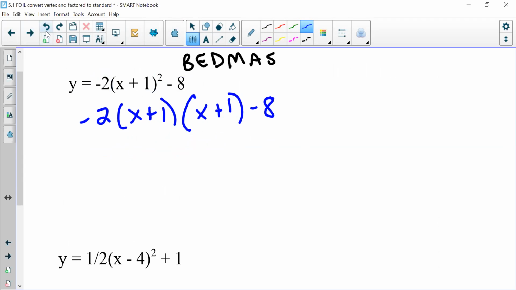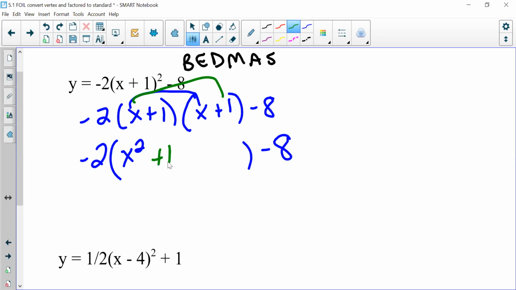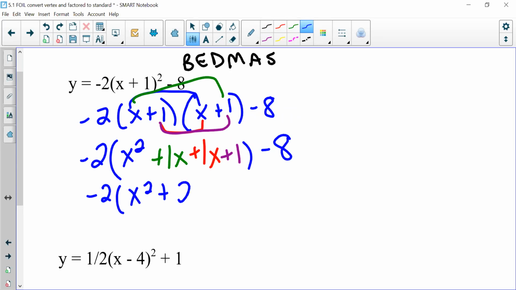So what do I get if I FOIL this bracket together? Would it just be x times x? Yep. What's x times x? x squared. And then you're gonna do x times 1, which is gonna be 1x. And then you're gonna do 1 times x, which is gonna be 1x. And then you do 1 times 1, which is gonna be 1. Let's simplify that bracket before we do anything else. What's 1x plus 1x? 2x. Very good. Plus 1. Okay, so we took care of the exponents.